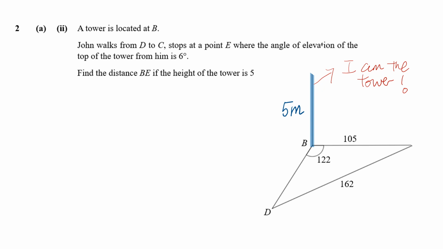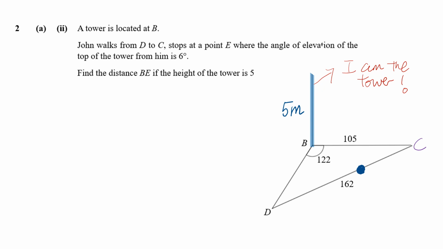Okay. So you just imagine that little dot there, it's John. So he walks along the line DC. He walks and walks, and that is point E. All right, so he looks up at the top of the tower, right? So the angle of elevation is 6 degrees.